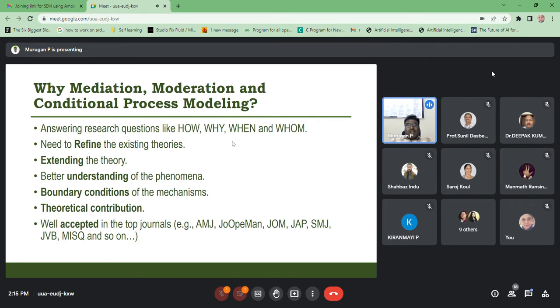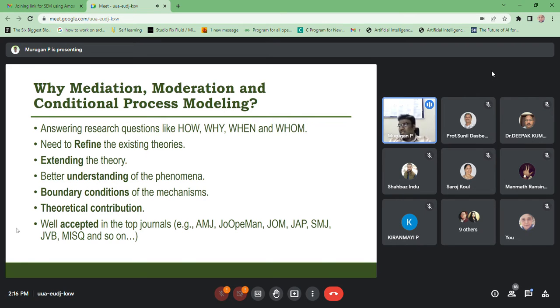That is another way. Then boundary conditions of the mechanism. Whenever we keep some moderators within the theoretical model, those moderators act as a boundary condition for determining the degree of the relationship between X and Y. In those cases, we are trying to understand something related to the boundary conditions of the mechanism. So in general, we use mediators and moderators to give more understanding about the existing phenomena, to better understand the phenomena. That is also one of the reasons why we use mediators and moderators in research work.